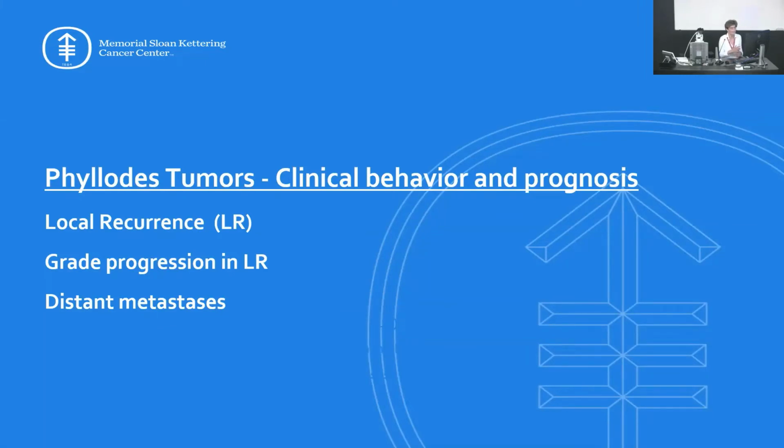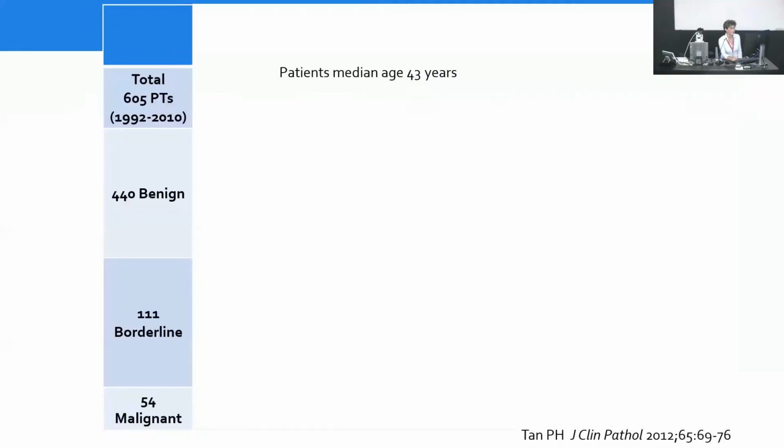Well, the clinical behavior includes the ability to recur locally, the ability to progress, the concern that this may progress in the local recurrence and have a higher grade, and the ability to develop distant metastasis. And I'm going to use the largest series of 605 Phyllodes tumors diagnosed and treated at the Singapore General Hospital in Southeast Asia, just to illustrate the point. Other series have been published, but this is very substantial.